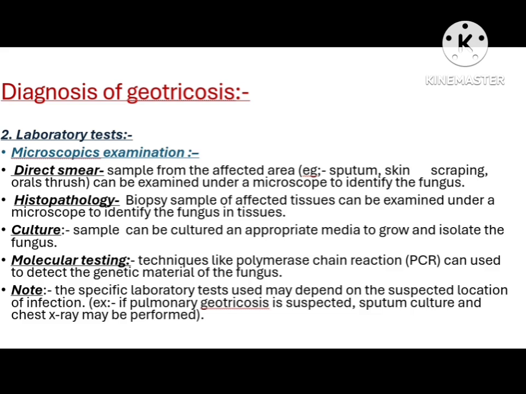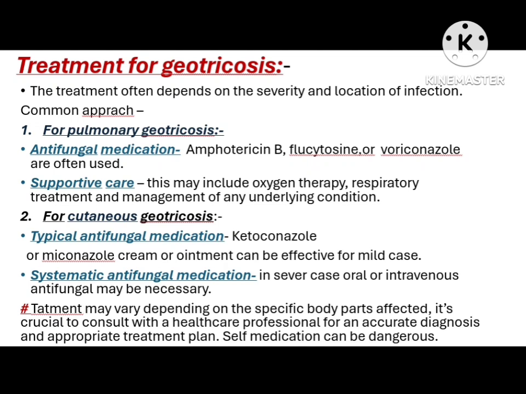One specific point: the specific laboratory test used may depend on the suspected location of infection. For example, if pulmonary geotrichosis is suspected, sputum culture and chest X-ray may be performed. Treatment for geotrichosis. The treatment often depends on the severity and the location of the infection.